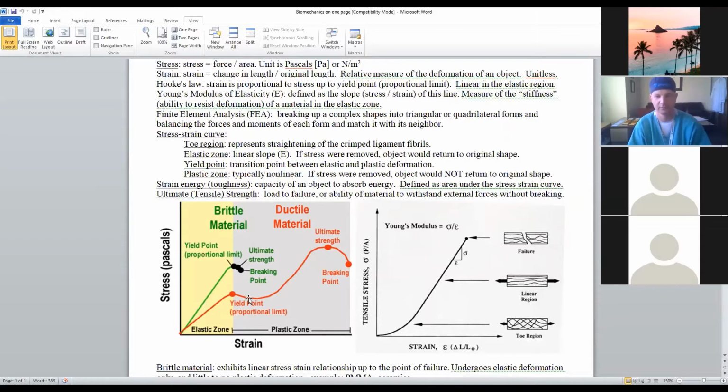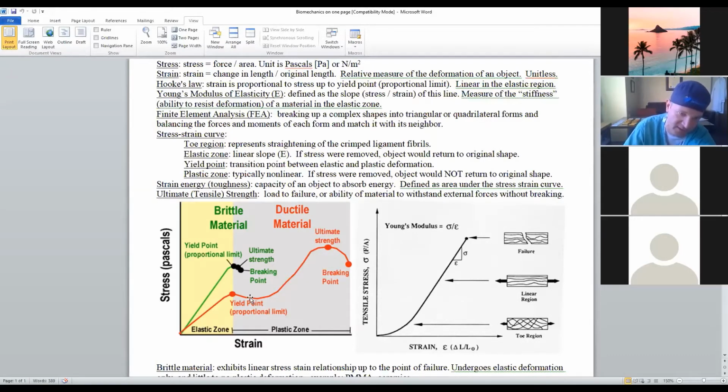And if you go past the yield point, then you're in the plastic deformation zone, and so it will not return back to its original shape. Correct. And the thing that they've never asked, but I think they could possibly, is if you go past the yield point and you let the stress off, it doesn't follow that red line back to zero, because that would get you back to zero.